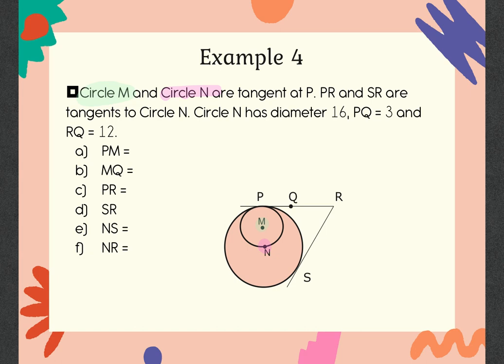Then it says PR and SR are tangents to the circle. So I know that these two that form that ice cream cone shape are tangents, which means they are equidistant from the endpoint on the outside. And then circle N has a diameter of 16, PQ is 3, and RQ is 12. So if I label what they gave me, PQ is 3 and RQ is 12. And then it says that the diameter is 16, okay?